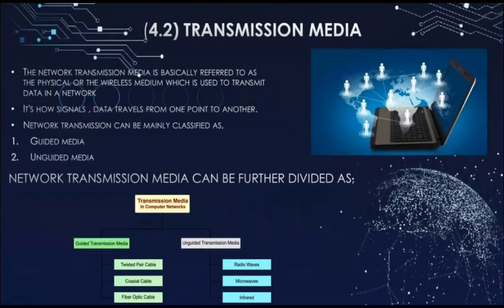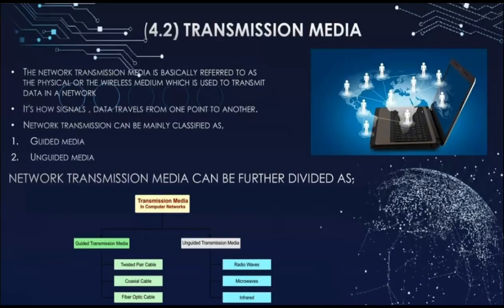Transmission media. The network transmission media basically refers to the physical or wireless medium which is used to transmit data in a network. It's how signals and data travel from one point to another.